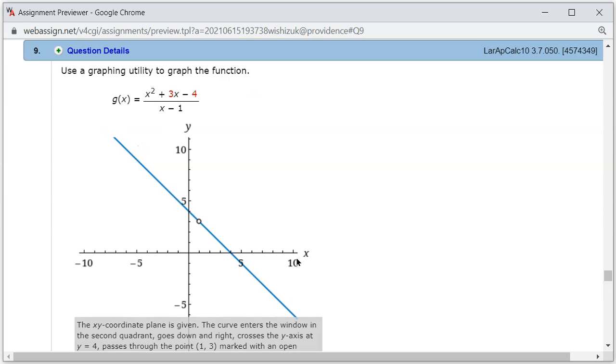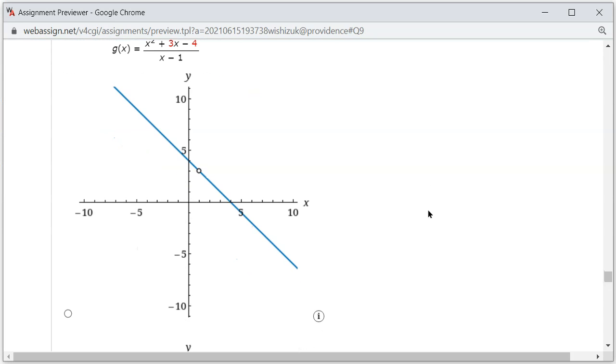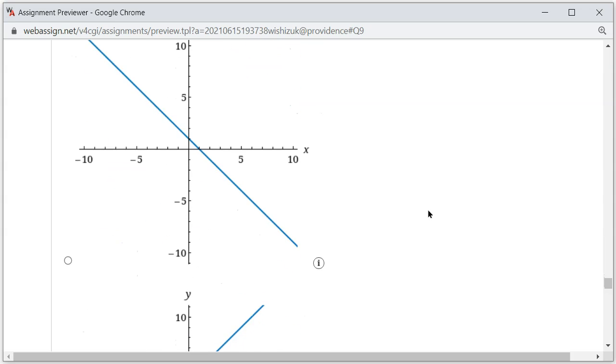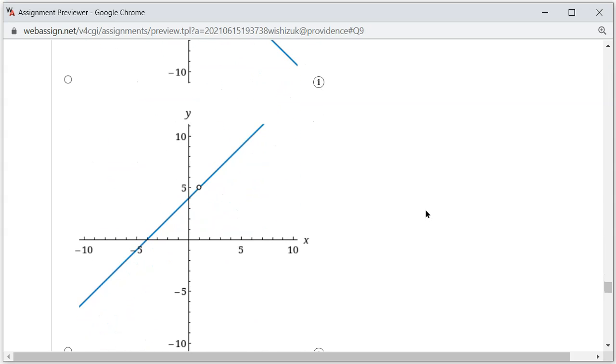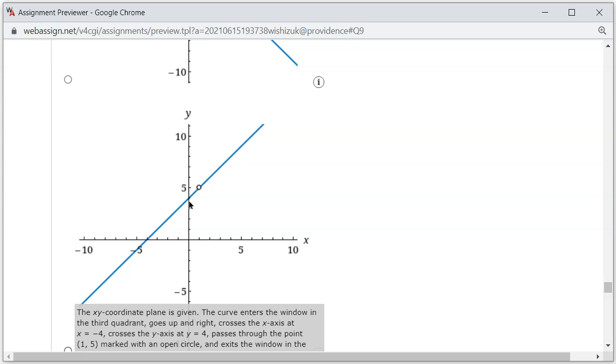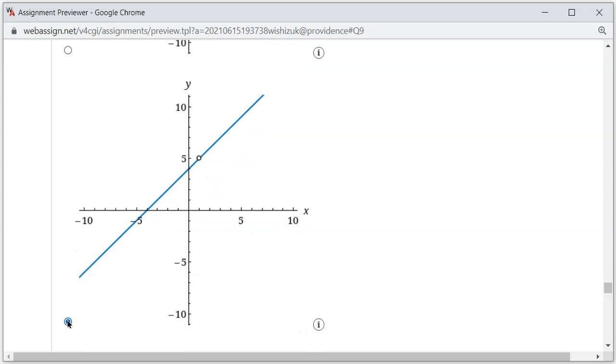All right, go up here. The slope is negative, so this isn't it. This is negative. All right, so this looks promising. You can see that the y-intercept is 4 and the slope looks like 1. And more importantly, when x equals 1, it's undefined. So this is the correct picture, right?